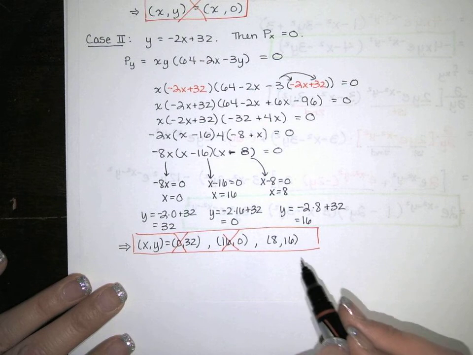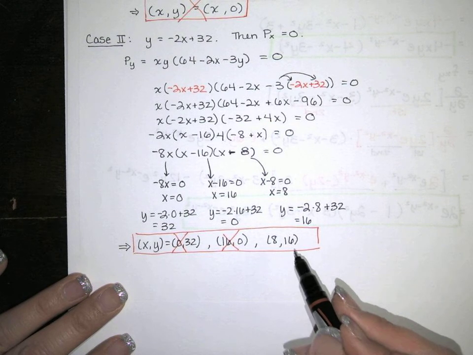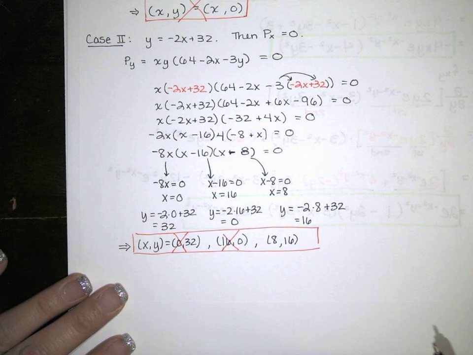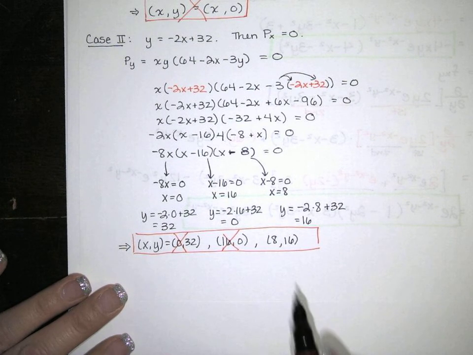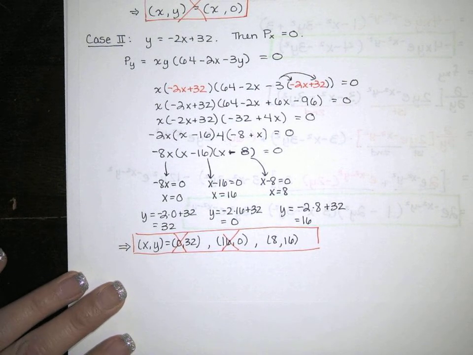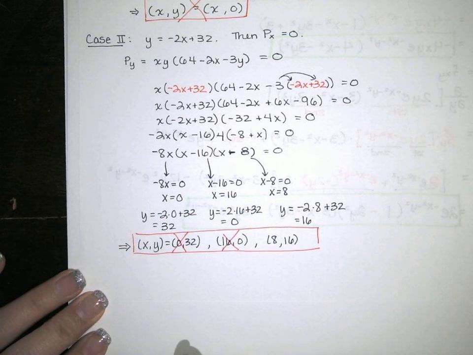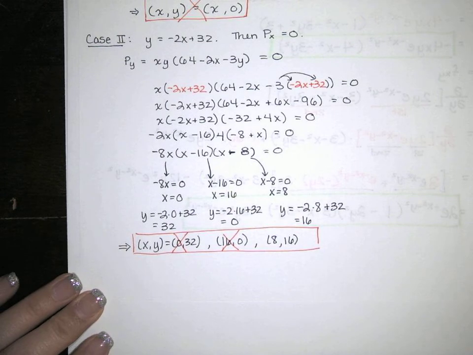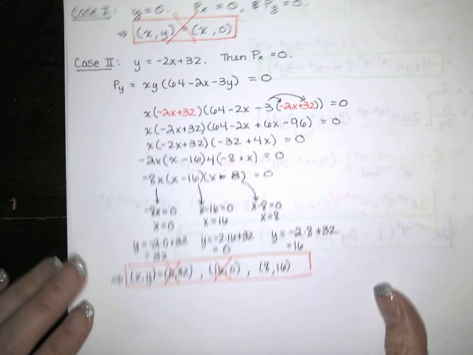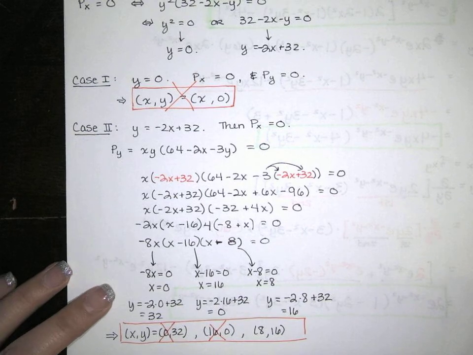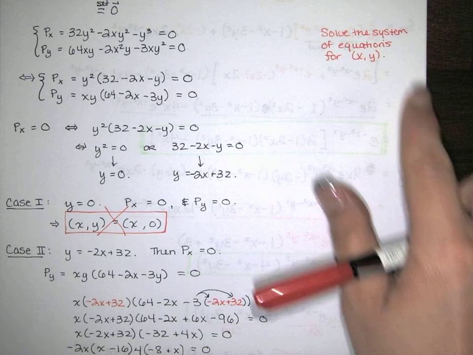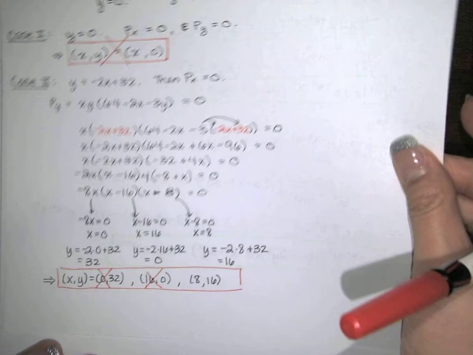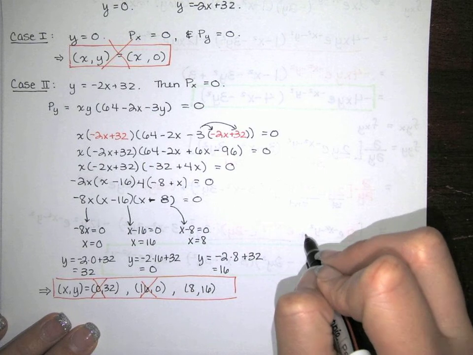So it looks like we only have one critical value to test. It's 8, 16. And we were asked to maximize the function. Hopefully this is not a minimum. Hopefully this does not correspond to a saddle point. But we need to prove it now. I'm so glad we ruled out all those cases. That saved us a lot of work. So we solved the system of equations for the critical points x, y. And then we did this.